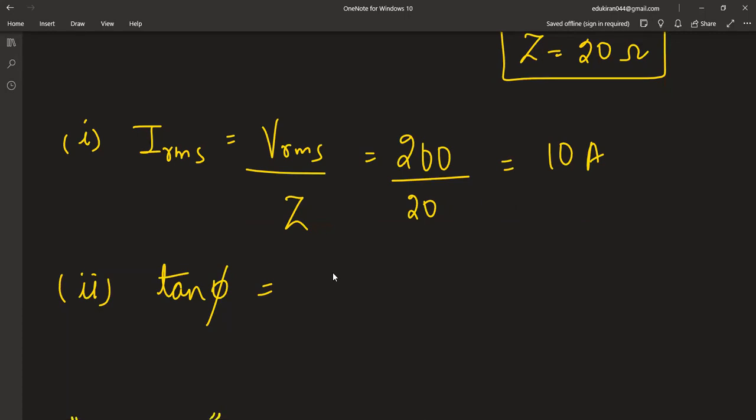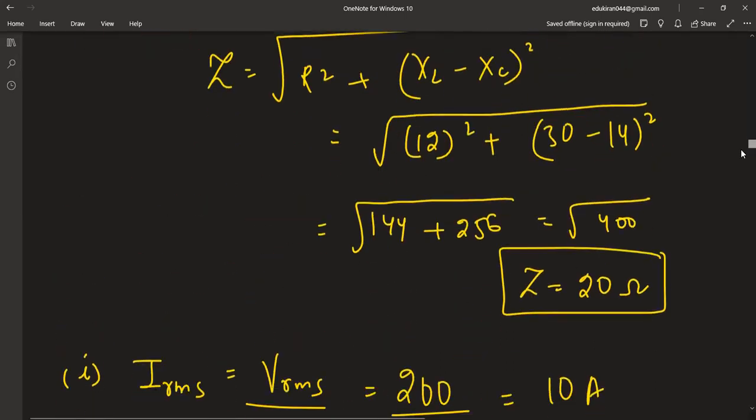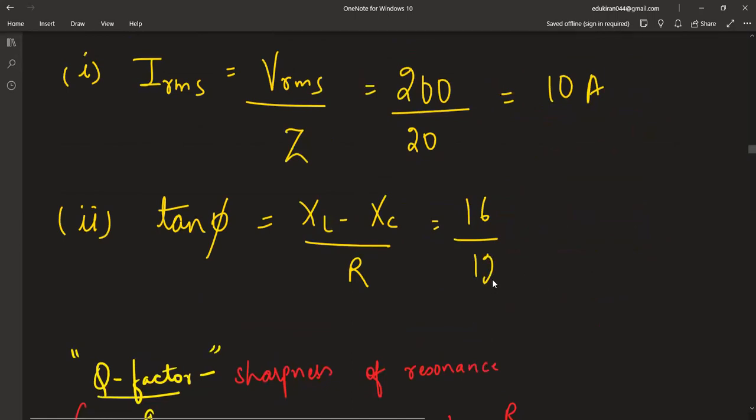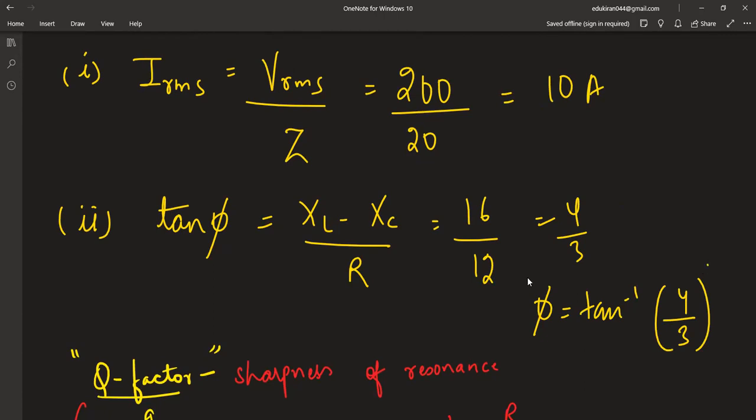As rightly answered by Hussein, this will be XL minus XC, because this is greater, divided by the resistance. So this is simply 30 minus 14, which is 16, and resistance was 12. So this is 16 by 12, which is 4 by 3. So how do we write the final answer? Tan inverse 4 by 3. This is how we'll write our final answer.